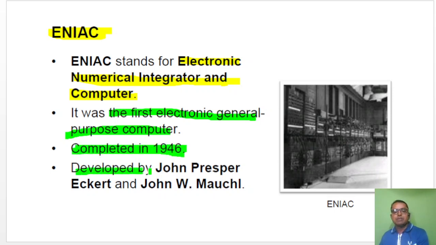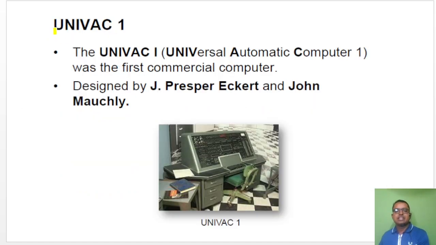It was developed by John Presper Eckert and John W. Mauchly. Next, UNIVAC, Universal Automatic Computer 1. UNIVAC 1 was the first commercial computer. Which is the first commercial computer? UNIVAC, Universal Automatic Computer 1.